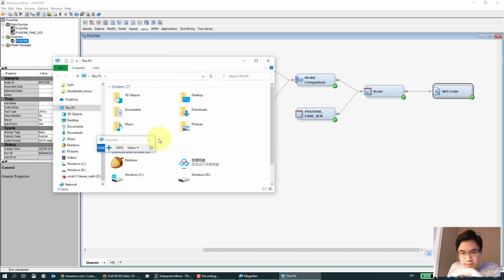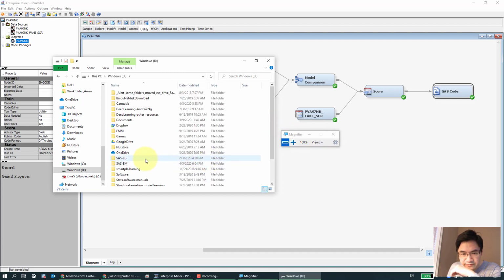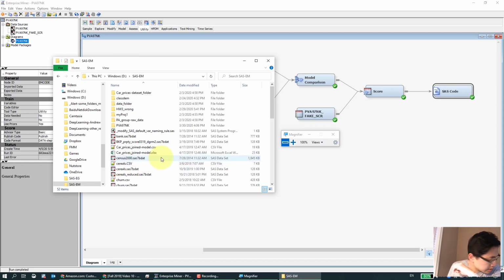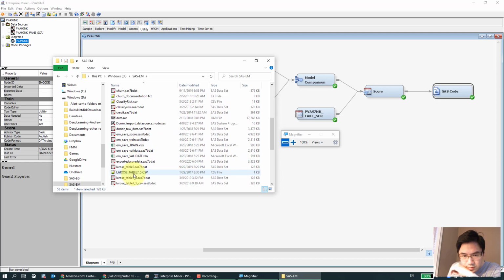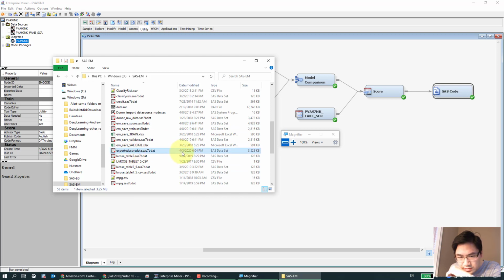I should be able to find under the D drive SAS Enterprise Miner the exported scored data. EM exported scored data has a date of April 5th, 6 o'clock. It's right now. So confirm that this data set is the data set that's exported by using the SAS code. All these are not because they have a different time. Last year or more than 1 year.